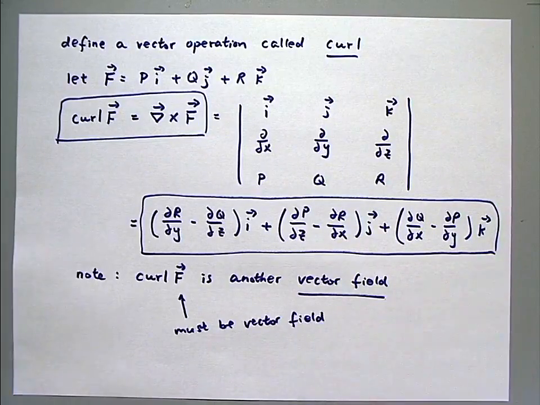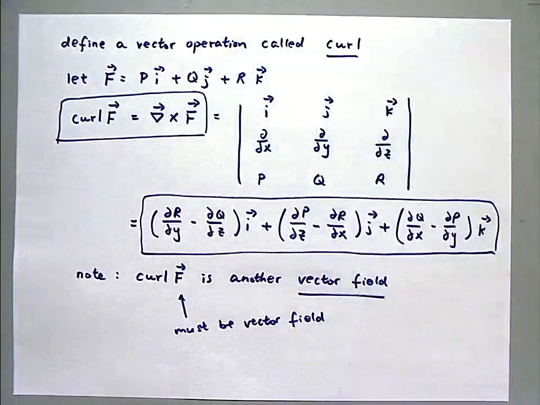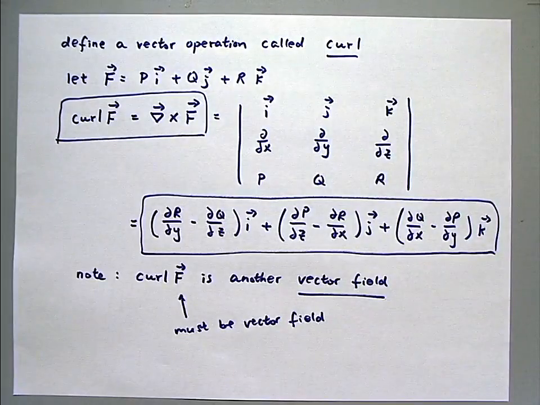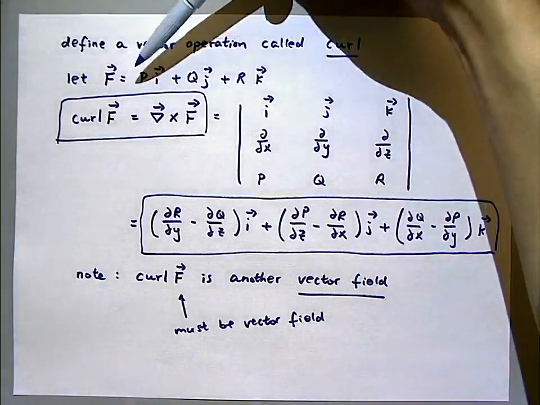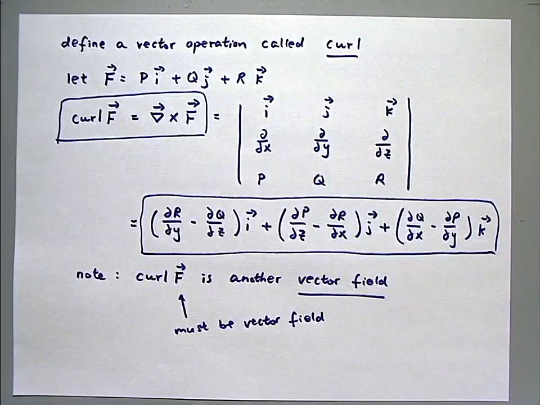The curl of a scalar field doesn't mean anything. You can't do a cross product with a scalar, right? So there's no such thing as a curl of a scalar field. Curl can only be applied to a vector field, and the end result is another vector field. Okay, so if we cross del with something, we get a curl.